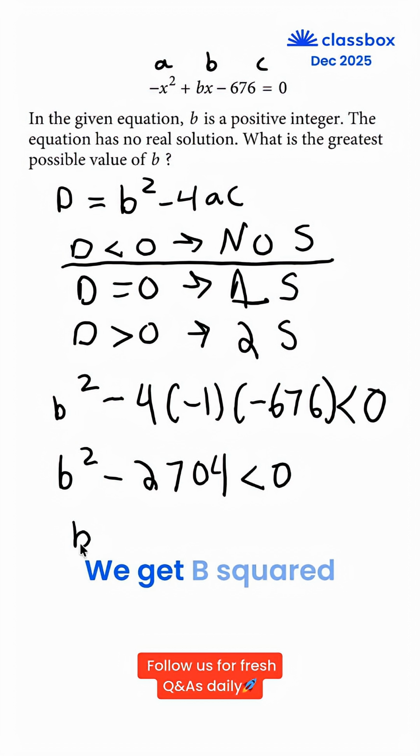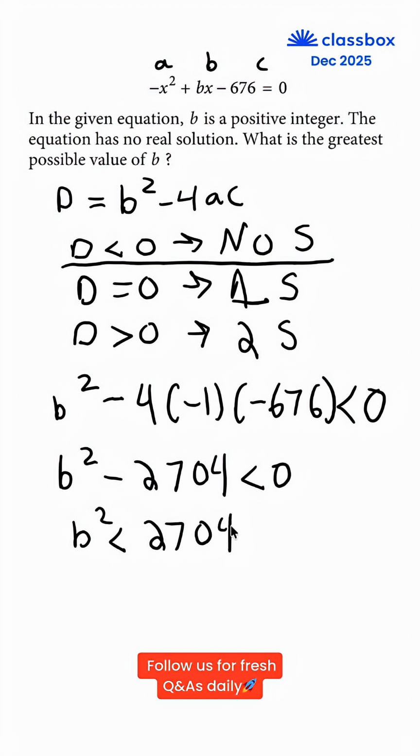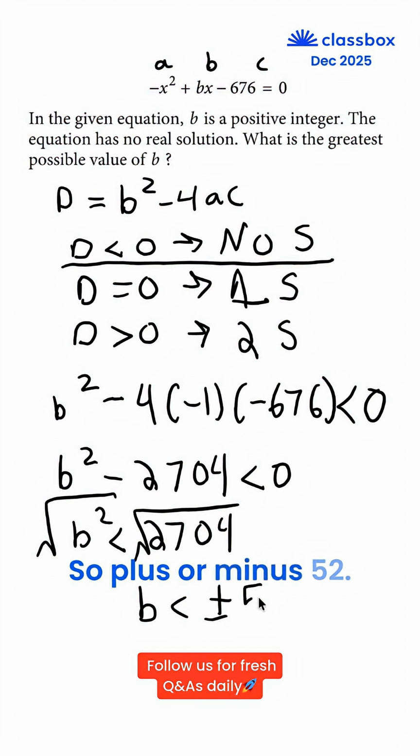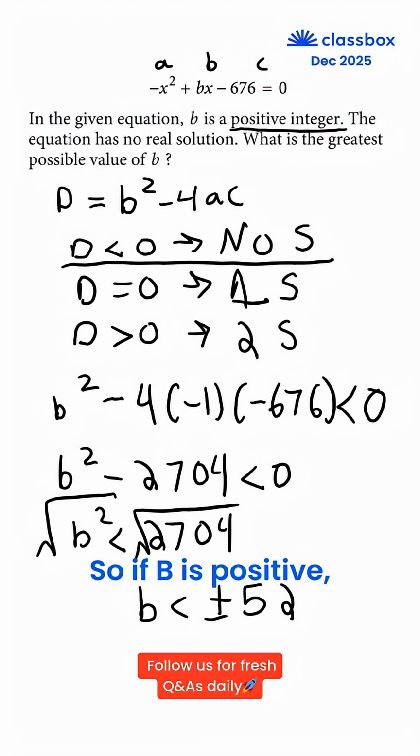Add both sides, we get b squared is less than 2,704. Now we have to take the square root of both sides. Remember, when we take the square root of both sides, we get a plus or minus, so plus or minus 52. So this means that in order for this equation to have no solution, our b has to be between negative 52 and 52. So recall that b was positive. So if b is positive, that means our b has to be less than 52.